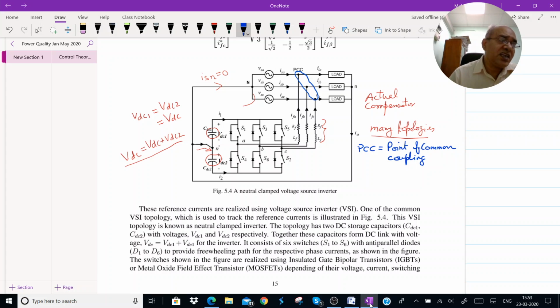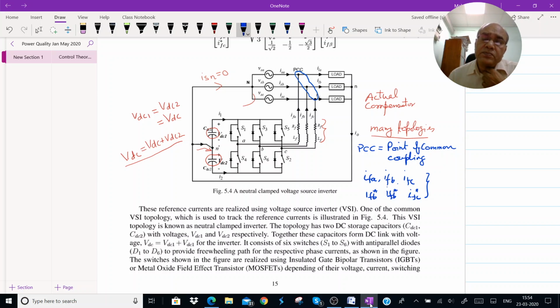Also, in the previous lecture, I explained how these currents are realized. The actual currents IFA, IFB, IFC must follow their reference currents IFA star, IFB star, and IFC star. So IFA must be following IFA star, IFB following IFB star, and IFC following IFC star, through a way of switching.